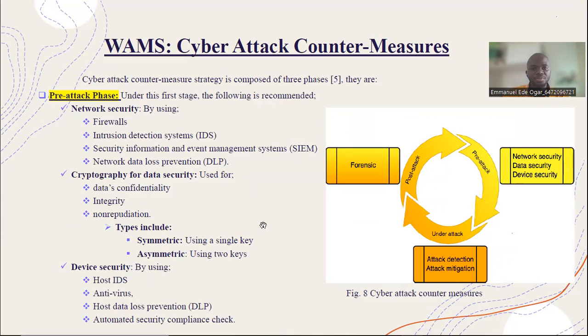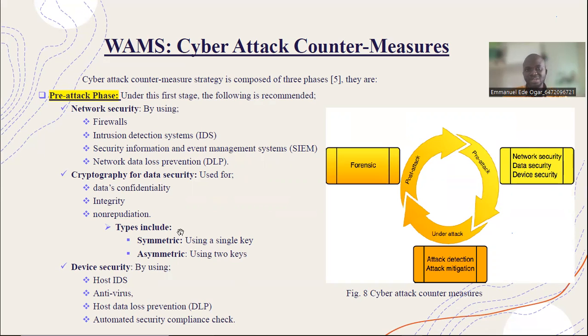So the countermeasures to prevent cyber attacks in smart grid are outlined below. They are categorized into 3. The first is the pre-attack stage. Under this stage, the following is recommended. Number 1 is network security, by installing firewalls, intrusion detection systems, security information and event management systems, and network data loss prevention also. Number 2 is using cryptography for data security. This is used to ensure data's confidentiality, integrity, and non-repudiation.